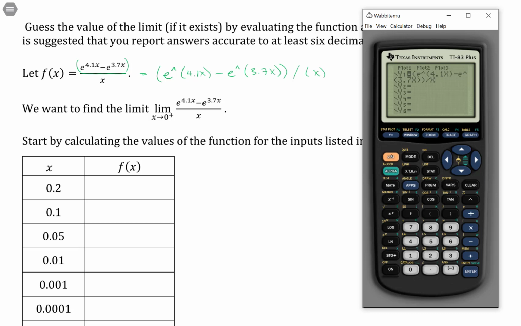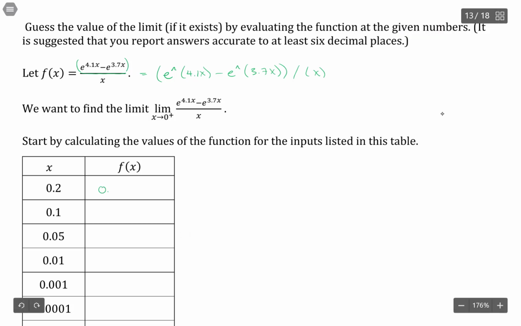So make sure your table settings are set properly. Independent to ask, dependent to auto. Go into your table, and you can start plugging in these points of interest here. So 0.2 evaluates to, what they say, 6 decimals, 0.872822.